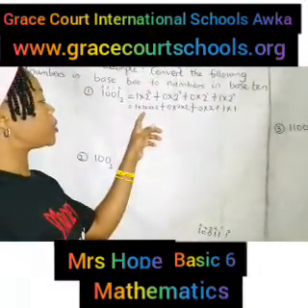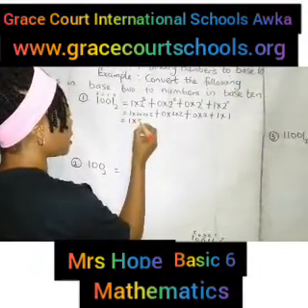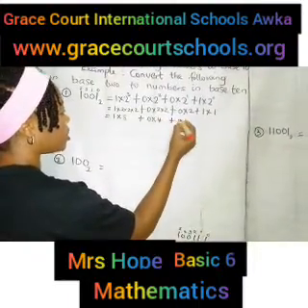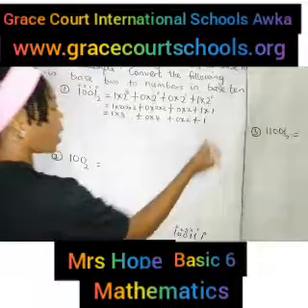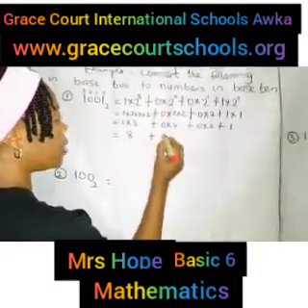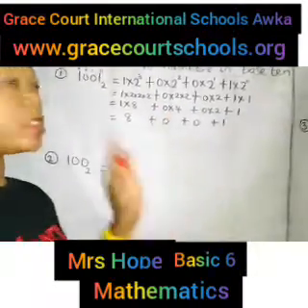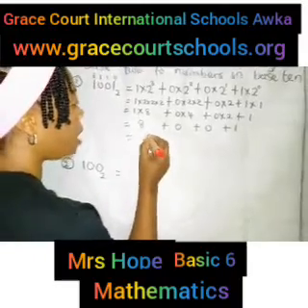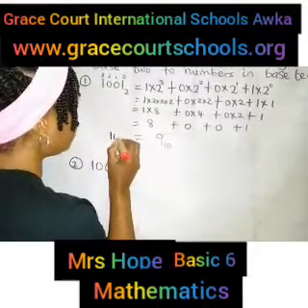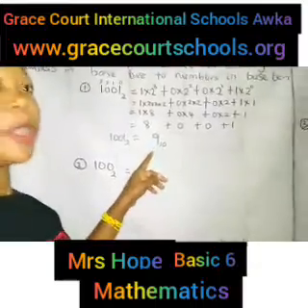Now this is 1 times 2 times 2 times 2, 2 into 3 places. That means 1 times 8 plus 0 times 4 plus 0 times 2 plus 1. Now we add 8 plus 0 plus 0 plus 1, because 0 times 4 is 0. Now we have 9 base 10. That means when we convert 1001 base 2 to base 10, we have 9 base 10.